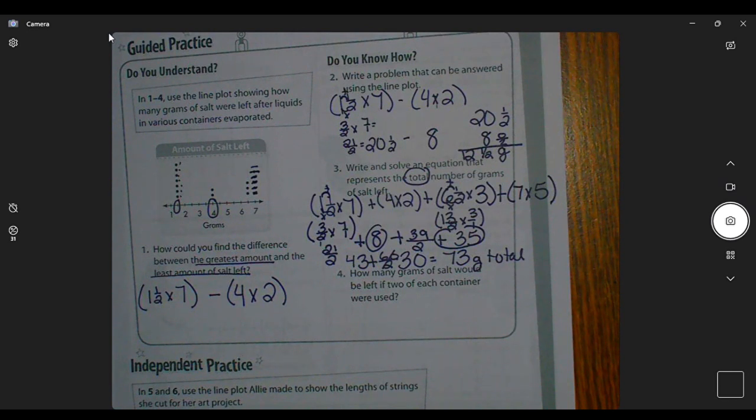Last one. How many grams of salt would be left if 2 of each container were used?